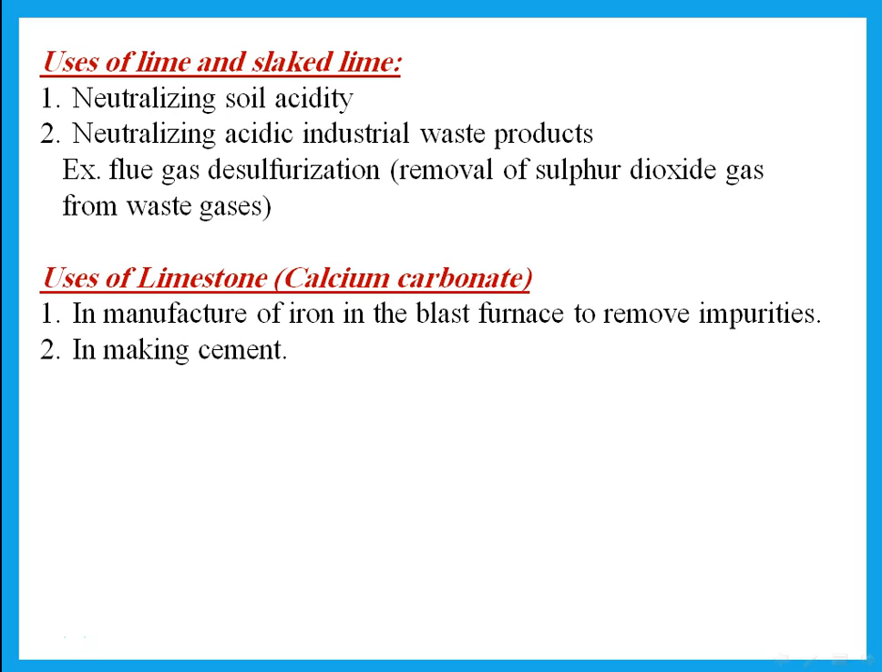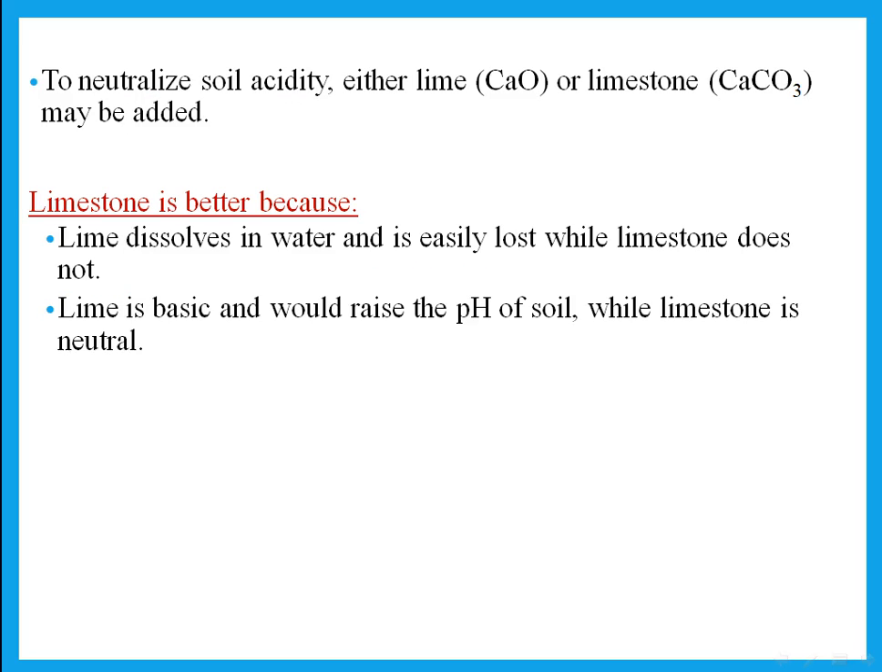Now, uses of limestone, we can say also that limestone is used for the same uses that lime and slaked lime are used. So actually limestone can also be used for neutralizing soil acidity, neutralizing acidic industrial waste products. But in addition to that, we use limestone, for example, in manufacture of iron. Remember when we were talking about extraction of iron in the blast furnace, we used limestone to remove impurities. We also use limestone in making cement.